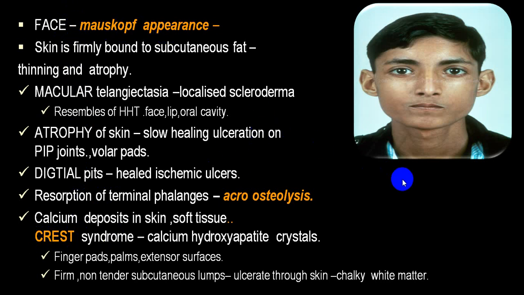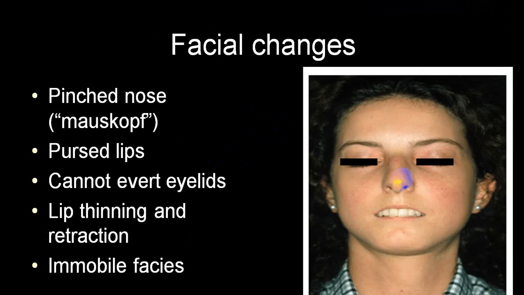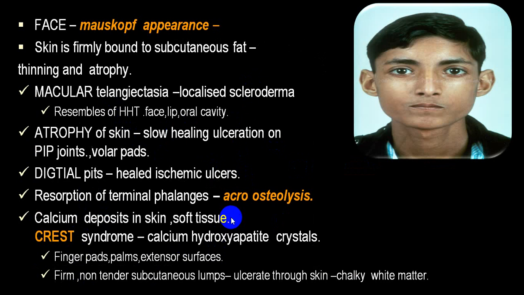So go through this at your leisure time. This is again typical. You can see tight lips producing a small opening, Moskop, pinched nose, pursed lips, cannot evert eyelids, lip thickening and retraction, immobile face, etc. Typical facial changes. Pinched nose. This nose is pinched, so that is described typically. You can see here, this is a pinched nose. And that is described as Moskop face appearance.